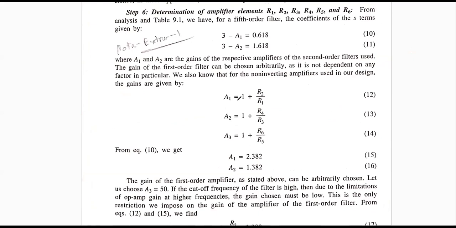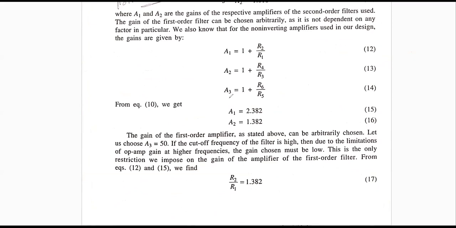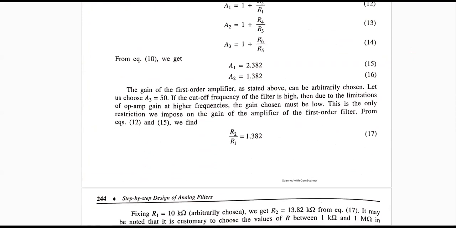A1 is equal to 1 plus R2 by R1, and A2 is equal to 1 plus R4 by R3. From these equations, you can find the values of A1 and A2, and the ratios between R2 and R1, and R4 and R3. And of course, what should be the value of A3? You can choose your A3 value afterwards. The gain of the first order amplifier, as stated above, can be arbitrarily chosen. Let us choose A3 equal to 50. So you can choose any value.